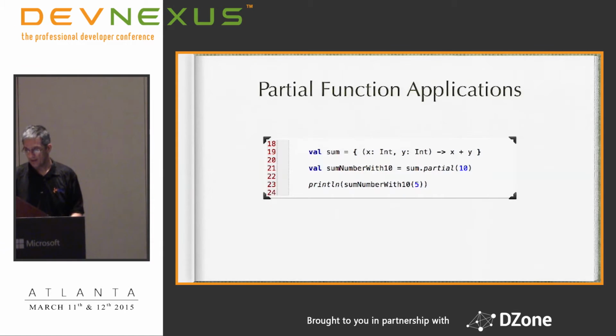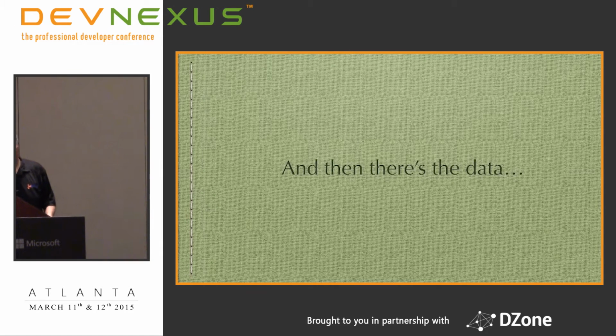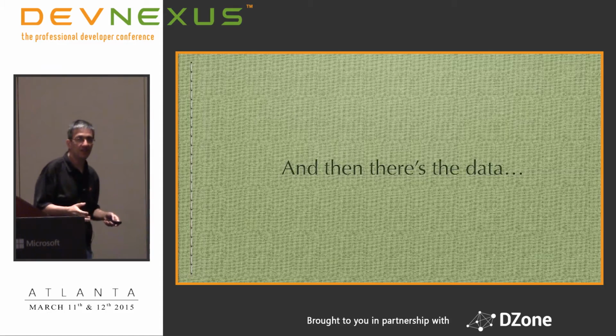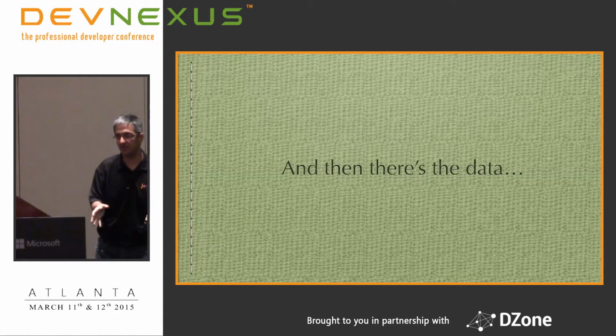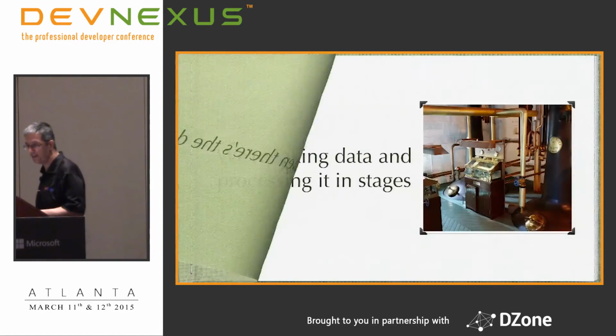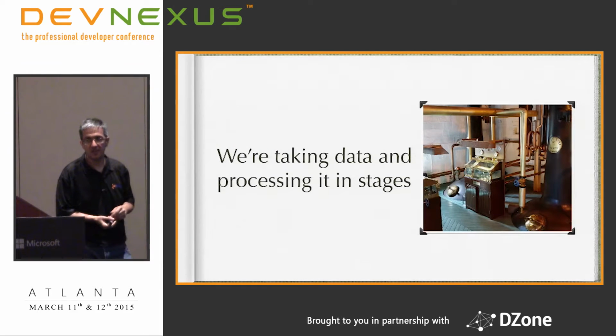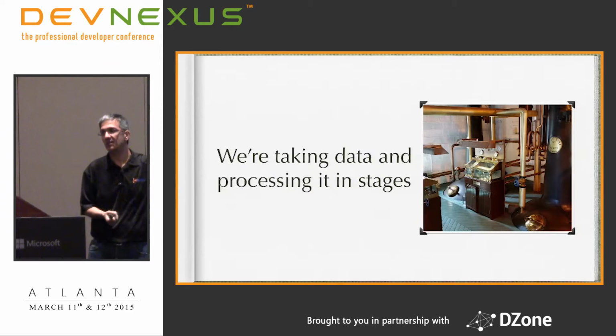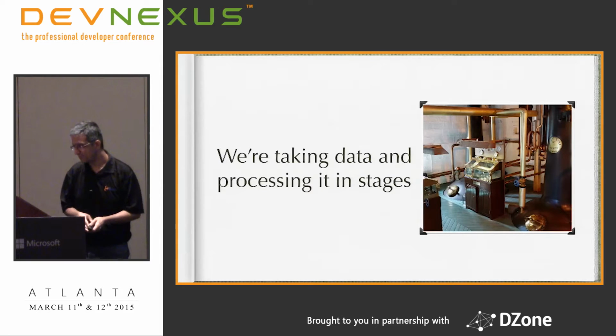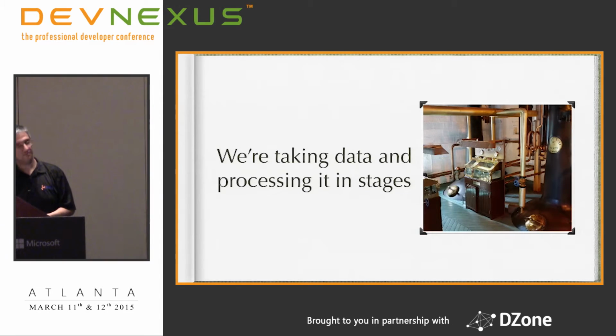Okay? And of course, apart from the function, now we've got this thing called data, right? If you think about it, our life is reduced to processing data. That's all we do. We're just taking data and processing it in stages. And if you like whiskey like I do, then you know that's what whiskey is. It's just taking barley and water and producing this beautiful thing at the end, right? So all we're doing is just taking data and processing data.